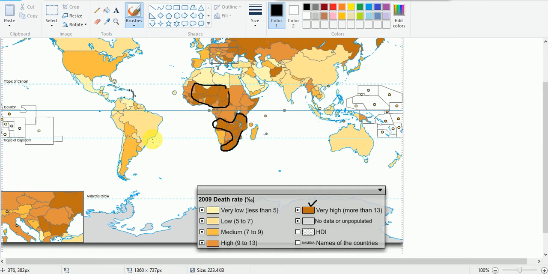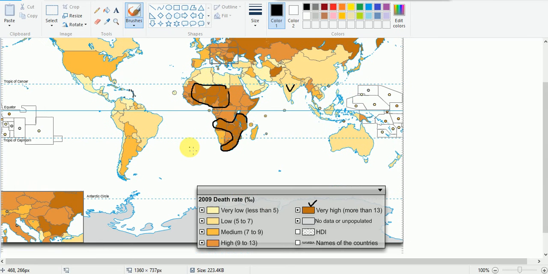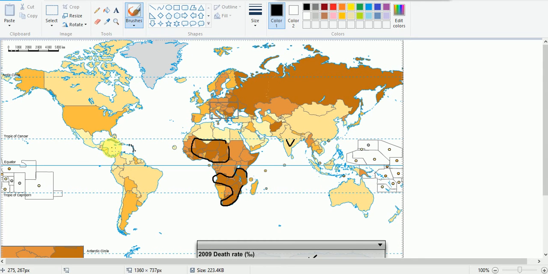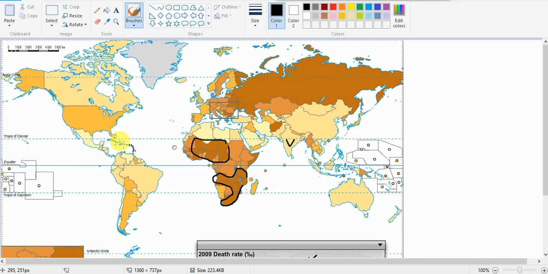In some other areas, what about India? I think India is coming under medium, 7 to 9. Some other European countries are coming under sometimes medium, sometimes low, or sometimes very low. Some European countries have very low death rates.